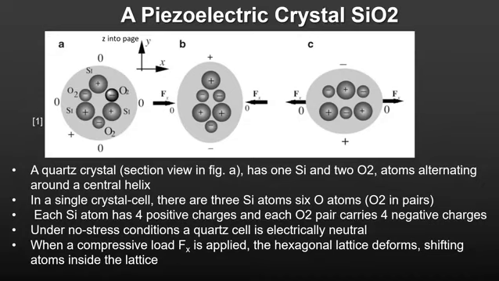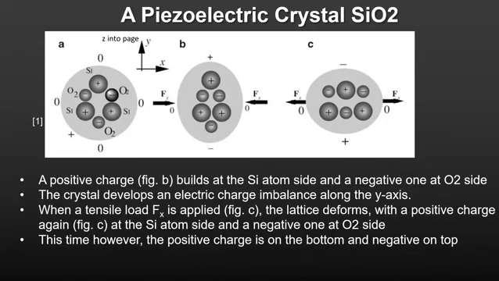When an external compressive load is applied, however, the lattice deforms, shifting atoms inside. The positive silicon ion is pushed to the top and the negative oxygen ion is pushed to the bottom. You get an electric charge imbalance along the y-axis. When a tensile load is applied, you also get an electric imbalance along the y-axis, but in the opposite direction. You get negative charge on the top and positive charge on the bottom.